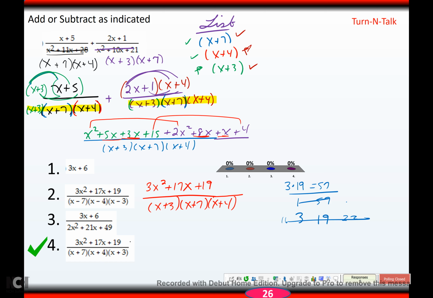57 divided by 4 is a decimal. 57 divided by 5, 6, 7, 8, 9, 10, 11, 12, all decimals. I don't think I'm finding anything else. So we can't make b, which means it's prime, which means I'm done.